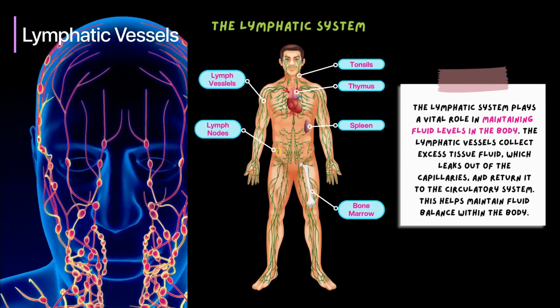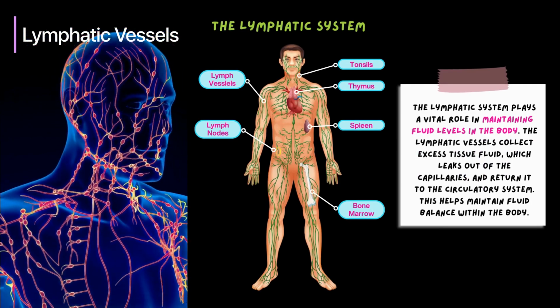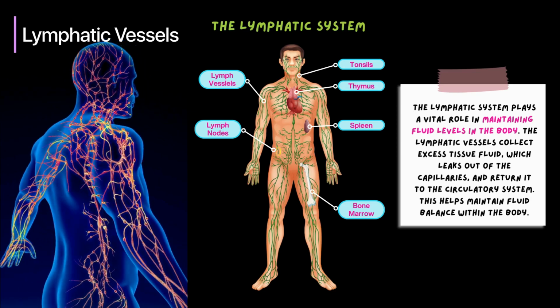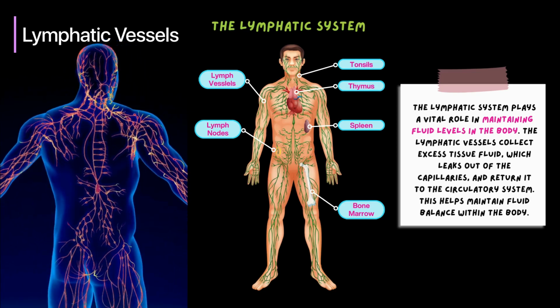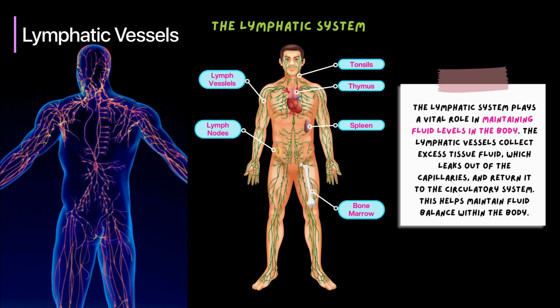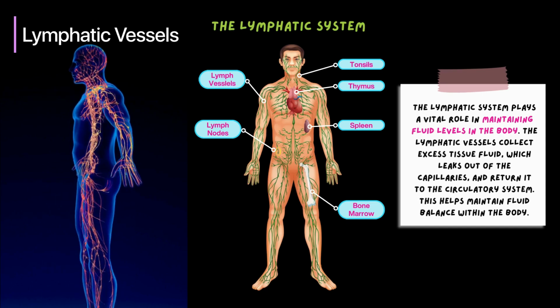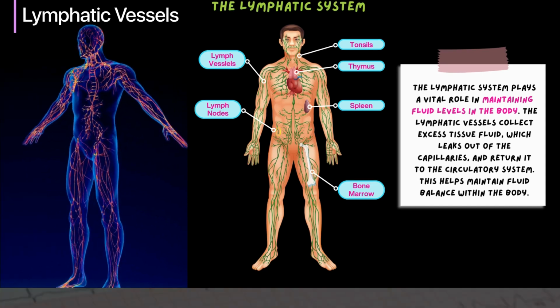Apart from blood vessels, a network of lymphatic vessels also plays a vital role in maintaining fluid levels in the body. These vessels collect excess tissue fluid, which leaks out of the capillaries, and return it to the circulatory system. This helps maintain fluid balance within the body.